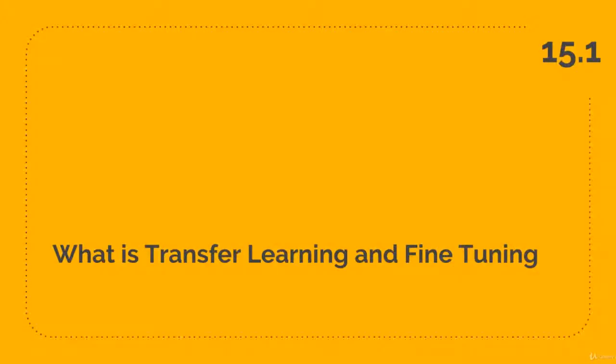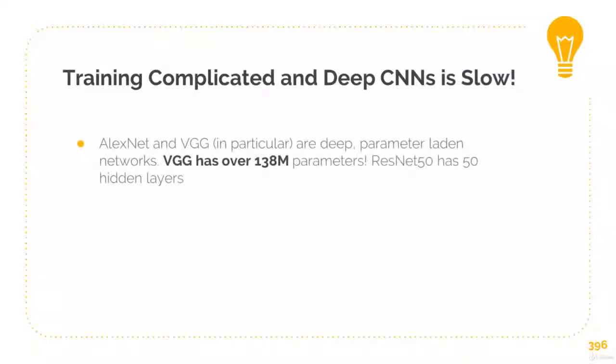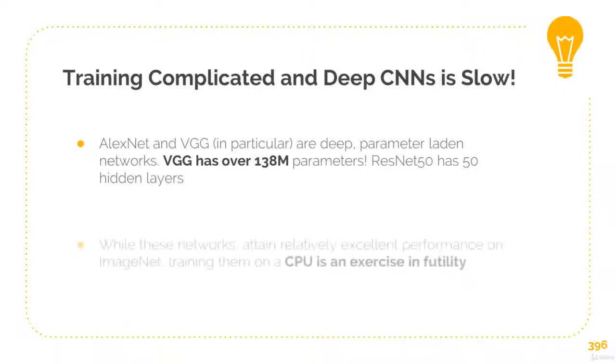Hi, and welcome to chapter 15.1, where I explain to you what exactly transfer learning and fine-tuning are. As we know from before, training complicated and deep CNNs is very slow. AlexNet and VGG in particular are deep, parameter-laden networks. VGG alone has 138 million parameters, and ResNet 50 has 50 hidden layers. So despite having fewer parameters, it's still a lot of layers, so it takes some time to train.